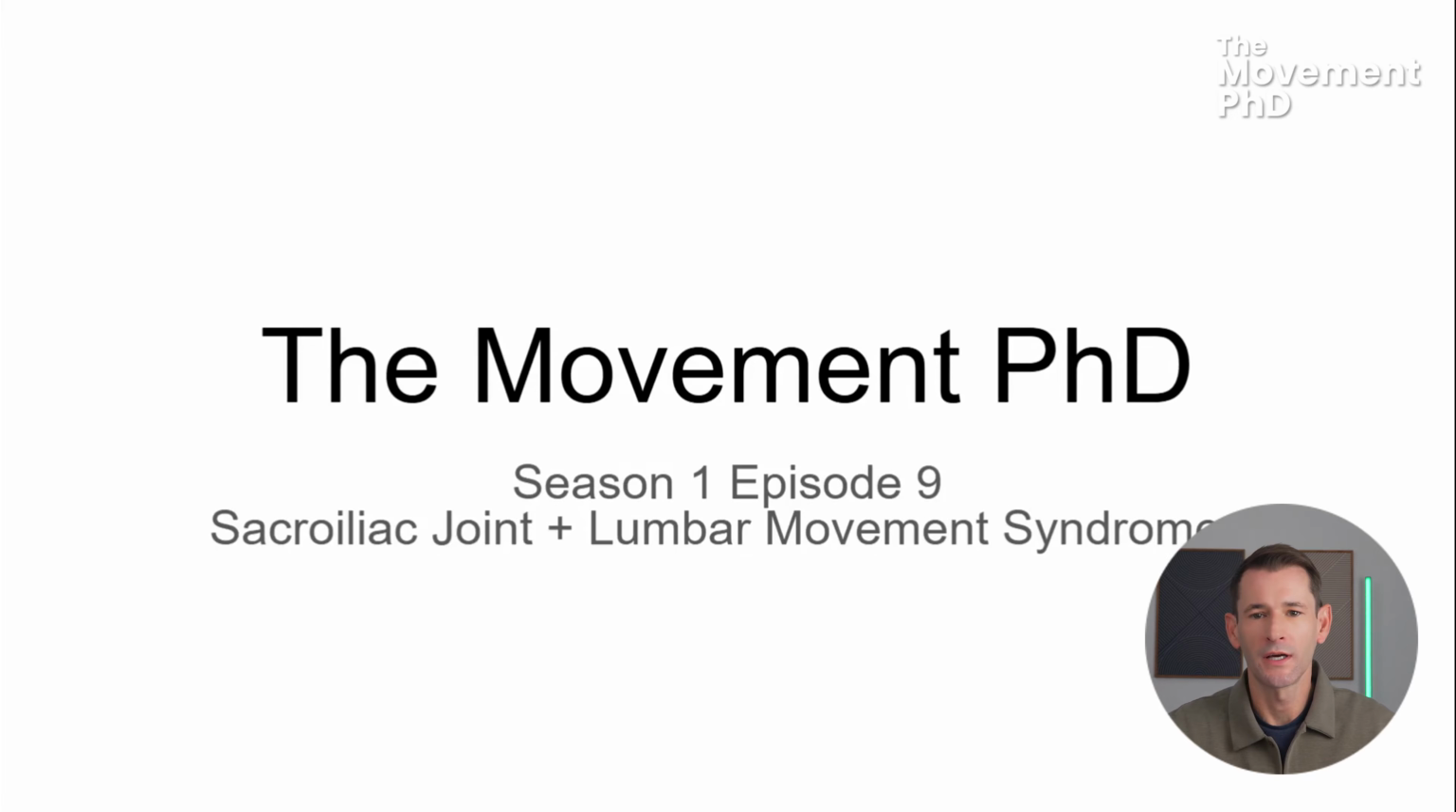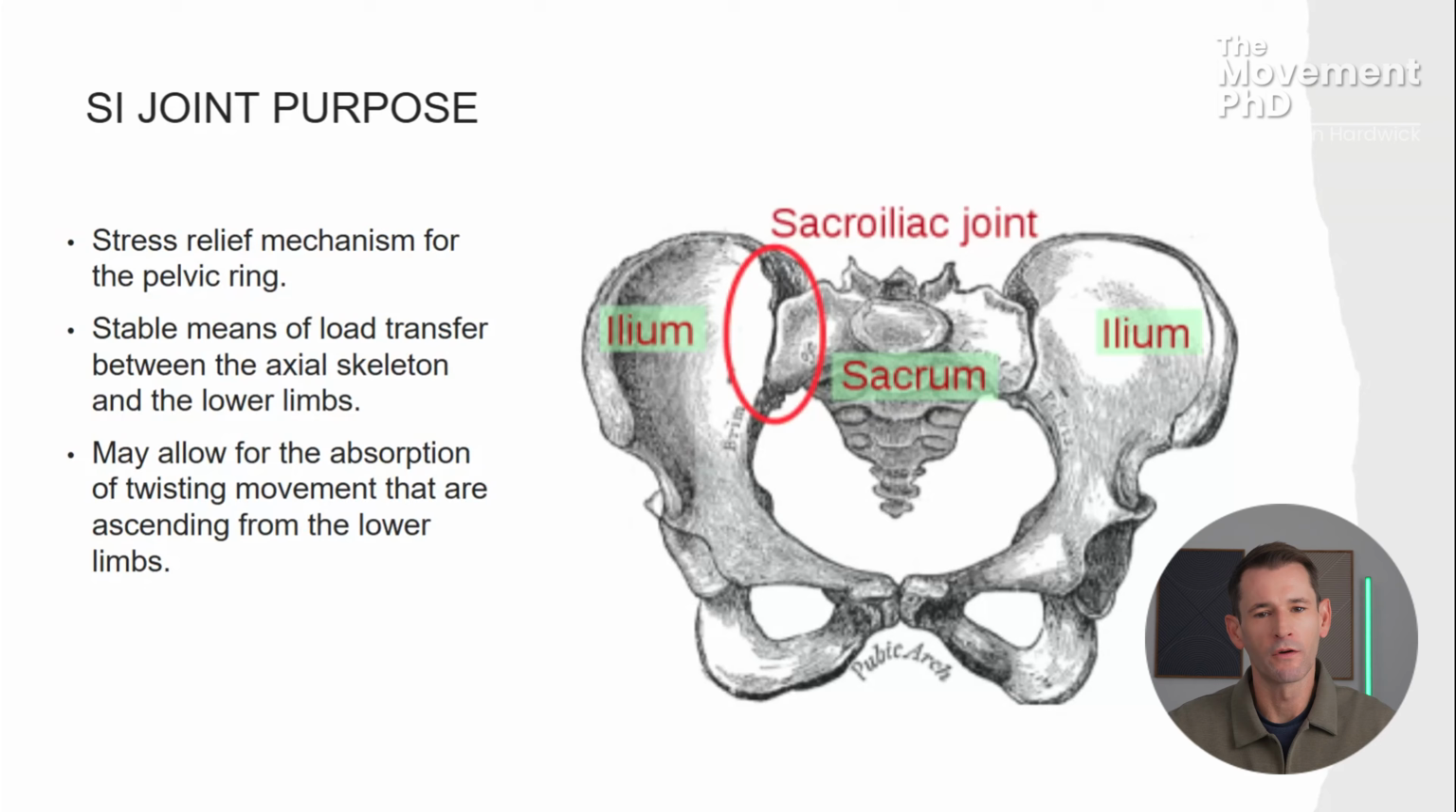Now that we have our slides pulled up, let's get started with Season 1, Episode 9, the sacroiliac joint and lumbar movement syndromes. Let us start today with a brief overview of the purpose of the sacroiliac joint, or SI joint for short. It really is a connection between the axial skeleton, so the spine plus the rib cage, with our lower extremity. Because it is a synovial joint with some ligamentous support, it may allow for some absorption of shock between the lower extremity and the upper extremity.